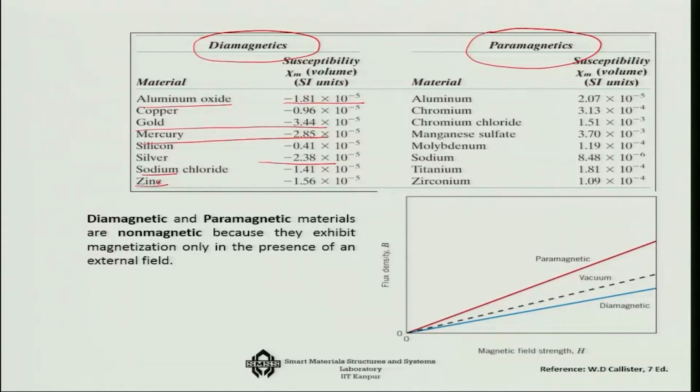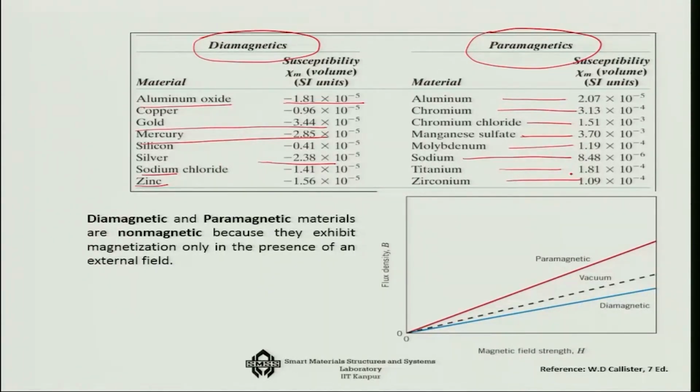In terms of the paramagnetic materials, the one which tops the list is sodium. As you can see, some metals are also paramagnetic, like aluminum, chromium. Then there are some compounds like chromium chloride, magnesium sulfate, molybdenum, titanium, zirconium, etc.